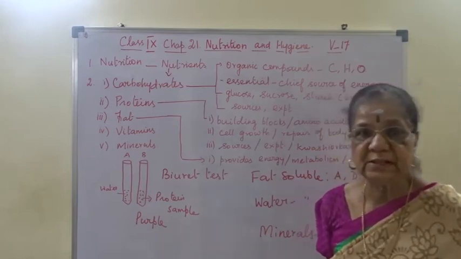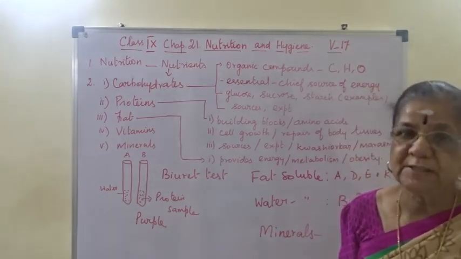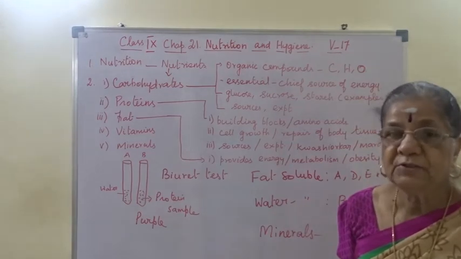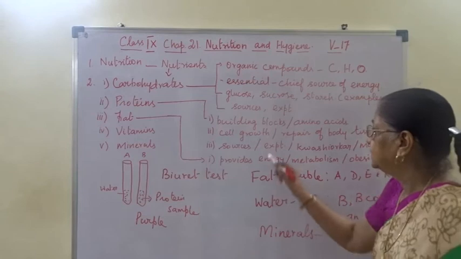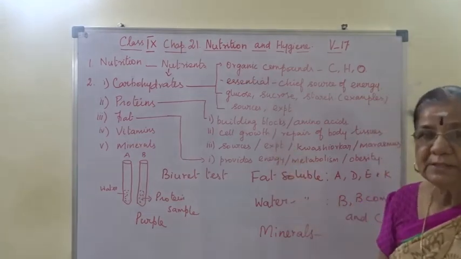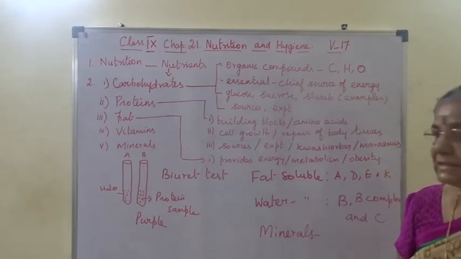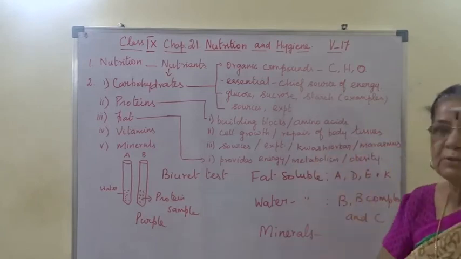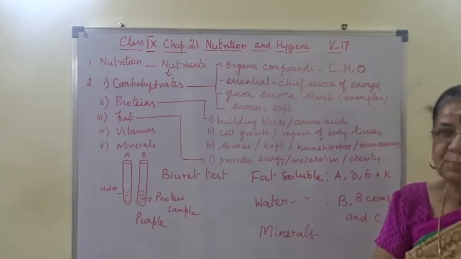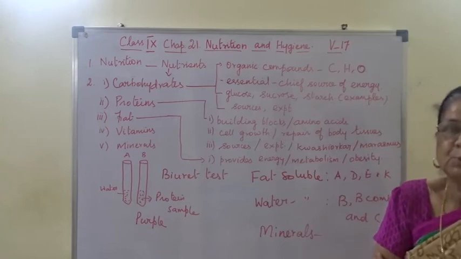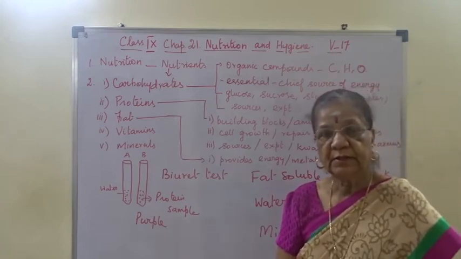When the cells are dividing, multiplying, elongating, maturing, they form a group of tissues. That's cell growth. If any damaged tissues are there, then they will be replaced. That's repair of body tissue. For all that, we need protein, especially muscle protein as actin and myosin. I hope you understand.